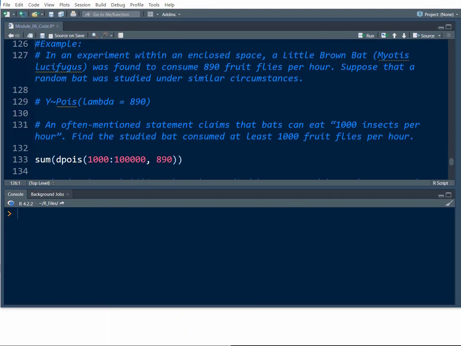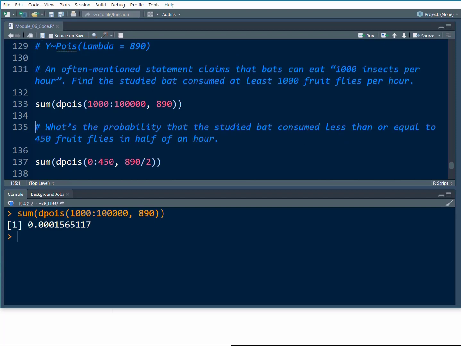Okay, we're going to model this experiment with a Poisson random variable, with mean lambda equals 890. The probability that the bat consumed at least 1,000 fruit flies per hour is 0.00016. It sounds like the claim that a bat eats 1,000 insects per hour is probably an over-exaggeration.